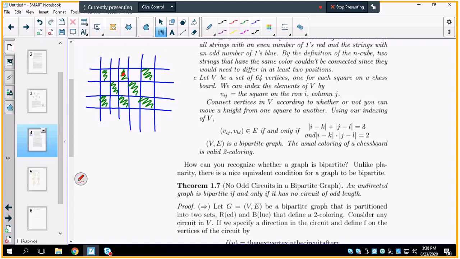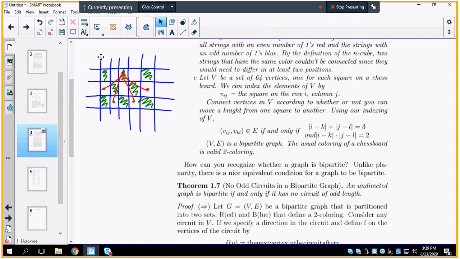Say it's here. It could move to this spot by going down 2 and over 1, or this spot by going down 2 and over 1, or it can move to this spot by going down 1 and over 2, or this spot by going down 1 and over 2. So these are all the possible moves for the knight.